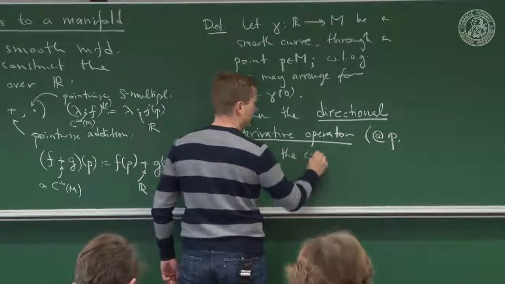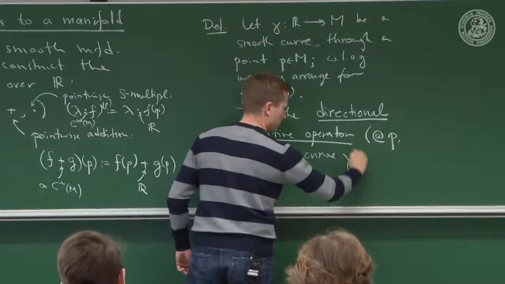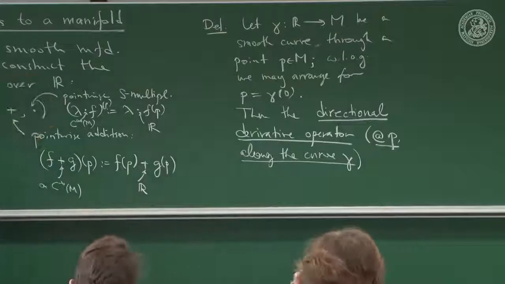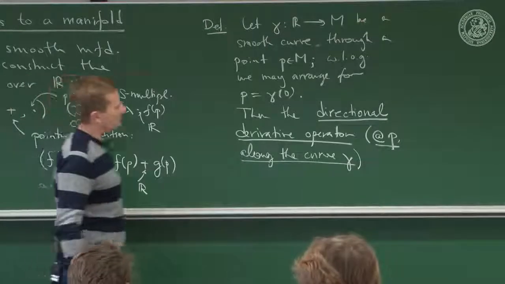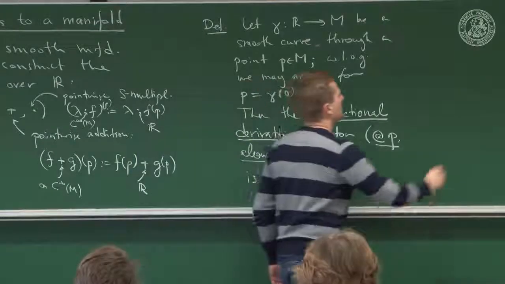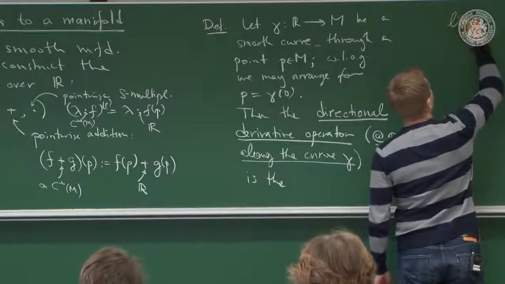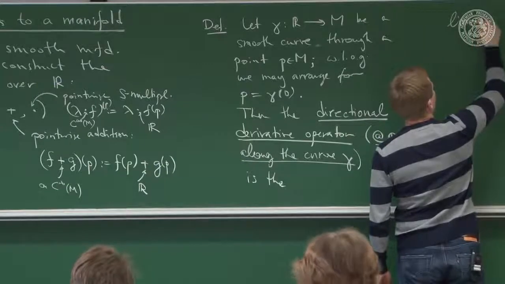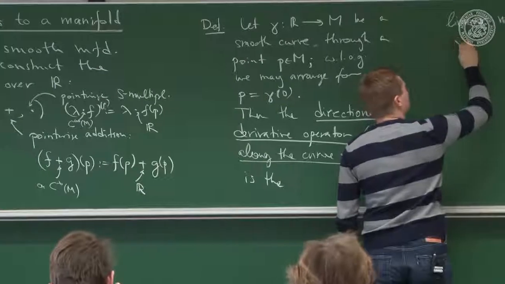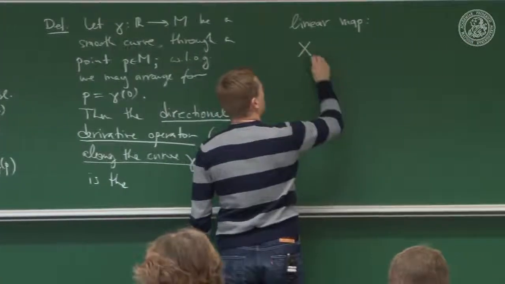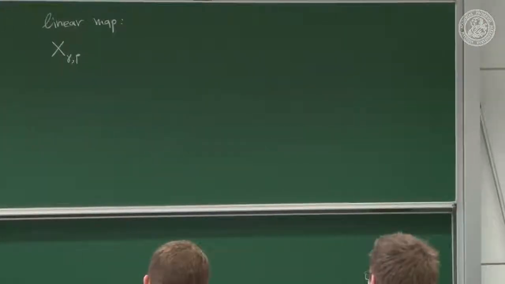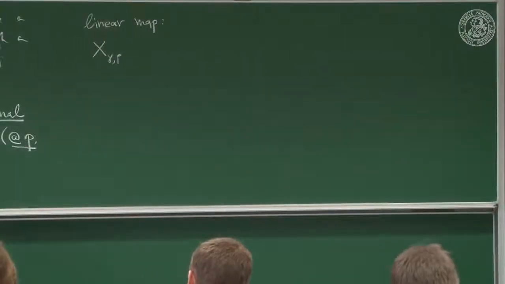the curve gamma. So actually all of this belongs to the name of this object. Then the directional derivative operator at P along the curve gamma is the, now very important, linear map with name X, but it depends on the curve you have chosen and it depends on the point P you have chosen. It's this linear map.